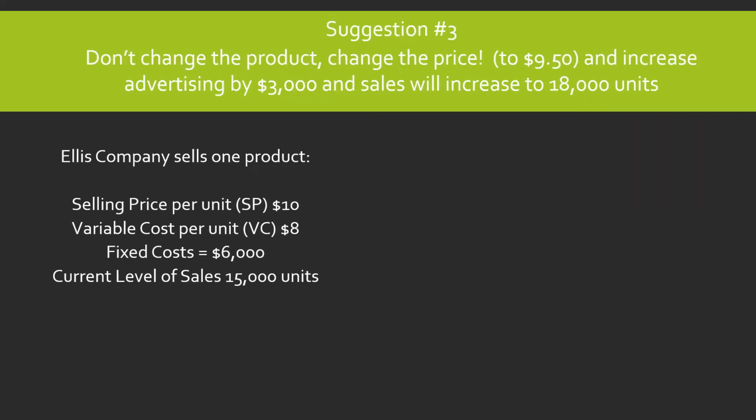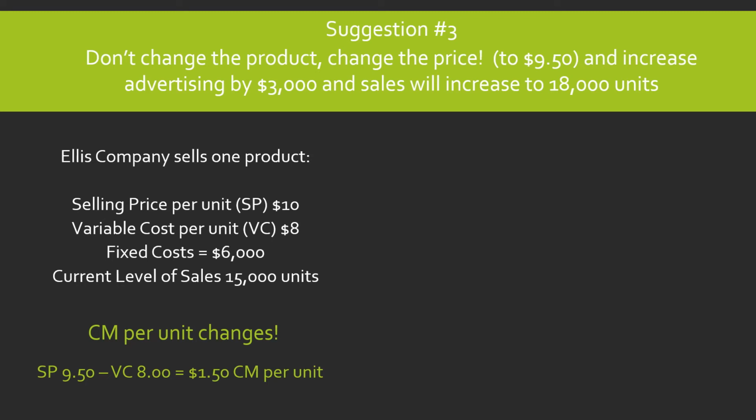So suggestion 3 says, well, don't change the product, just change the price. Drop your selling price to $9.50 and then increase your advertising to tell everybody about your new lower price. And people will flock to your product and sales will increase from 15,000 to 18,000 units. So I notice that my contribution margin per unit has changed because my selling price has changed. So let's calculate the new contribution margin per unit. I take selling price of $9.50. I subtract out $8, and this gives me $1.50 per unit.